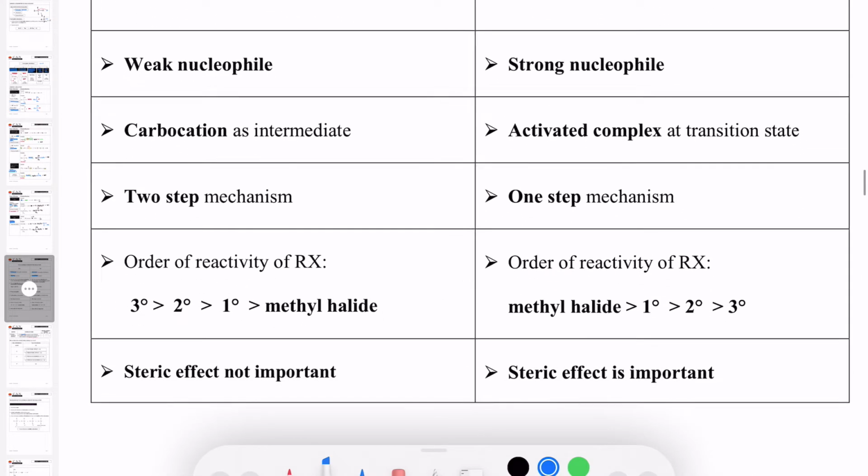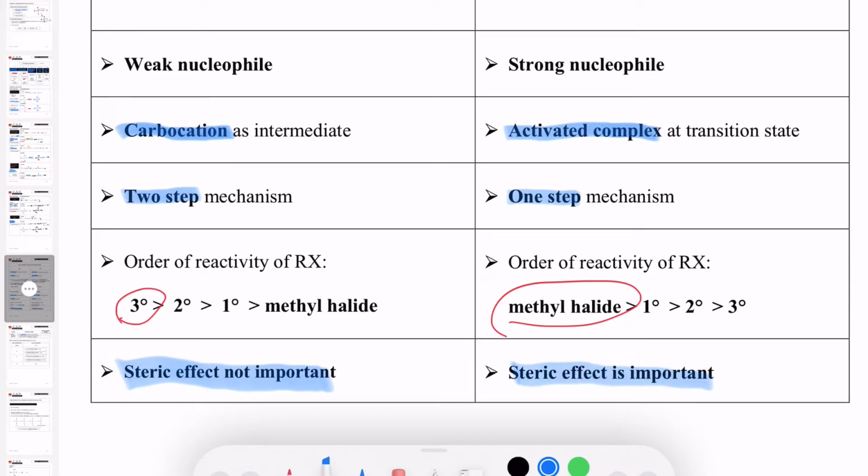Okay, in SN1 kita akan guna weak nucleophile. In SN2 kita memang wajib kena ada strong nucleophile. And for SN1, carbocation as intermediate. SN2 activated complex at transition step, dan mekanisme dia ada 2 step. SN2 hanya ada 1 step. Okay, so SN1 ini dia akan berlaku pada tertiary haloalkane, manakala SN2 dia akan berlaku kepada methyl halide. Next, steric effect not important, tapi SN2 pula dia pentingkan steric effect.